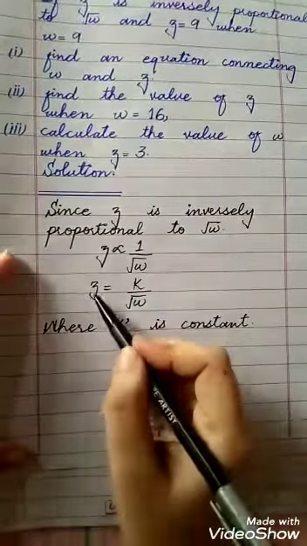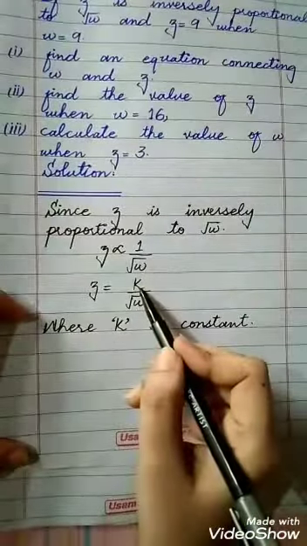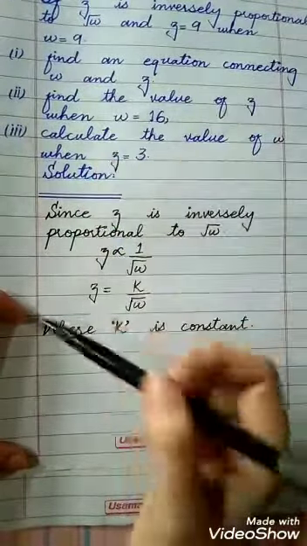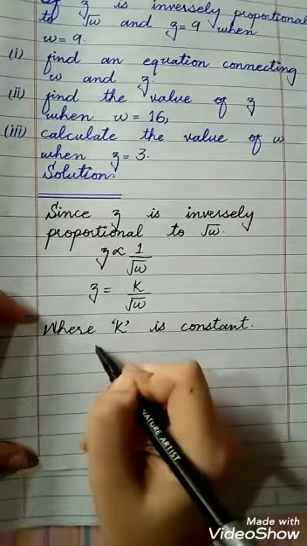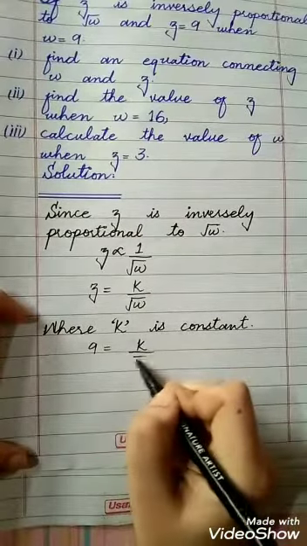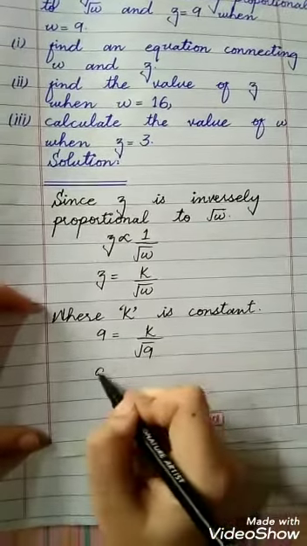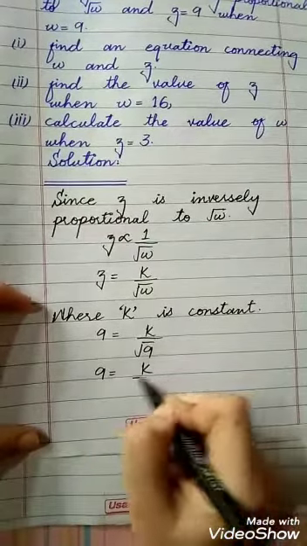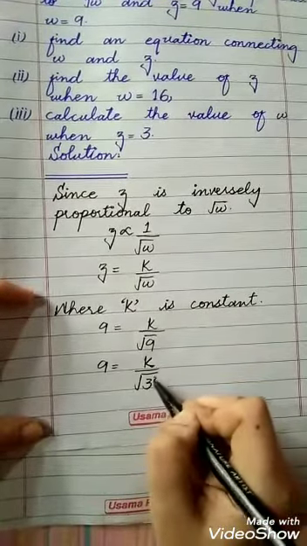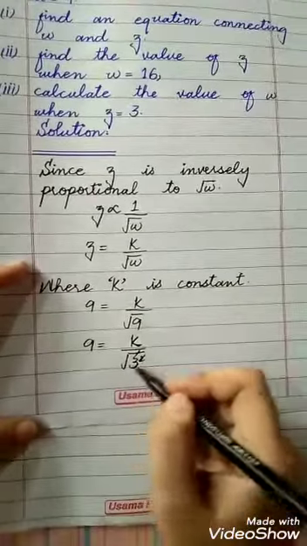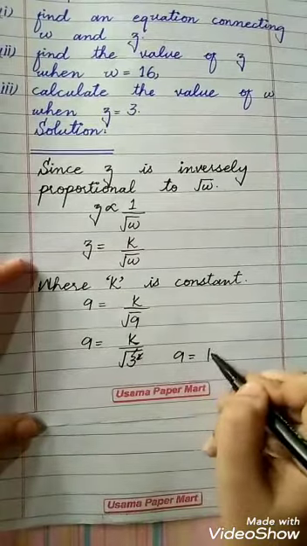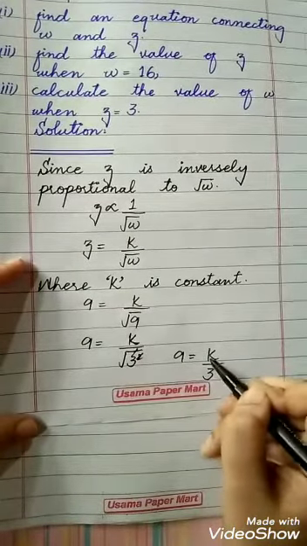Now we will place both values of Z and W to find the value of K first, because both values are given: W is equal to 9 and Z is also equal to 9. So Z is equal to K by the square root of W, and W is also 9. So 9 is equal to K by the square root of 3 squared. The power and square root will cancel. So 9 is equal to K by 3.